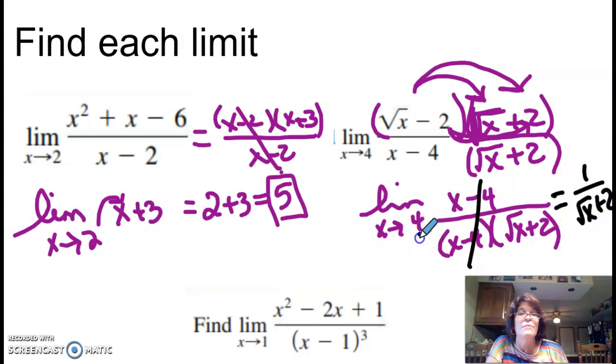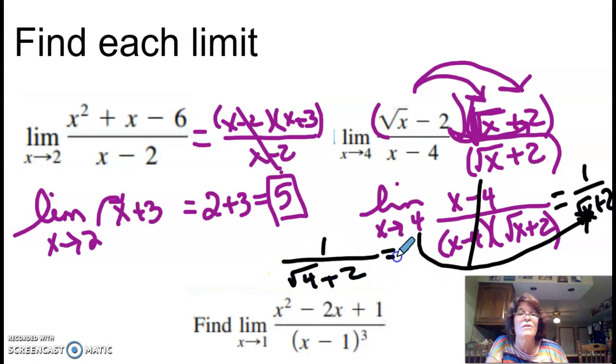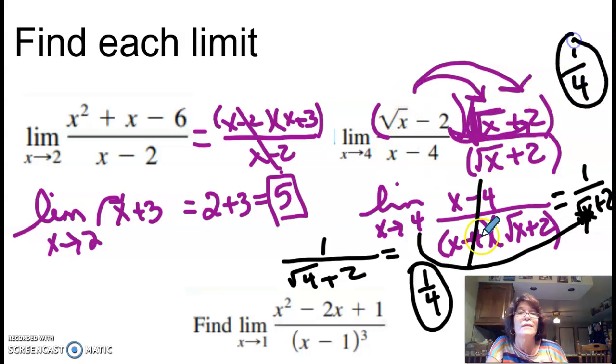Well, now I can put 4 in. When I put 4 in there, I get 1 over the square root of 4 plus 2. 1 over 2 plus 2, that's 1/4. So the limit as x approaches 4 of this function is 1/4. Even though I can't put 4 in. Look, I put 4 in. 4 minus 4 is 0. I can't have 0 on the bottom. So I manipulated my equation to find out where this hole was that I'm getting close to. I'm getting close to 1/4, even though I never actually hit 1/4. Okay.